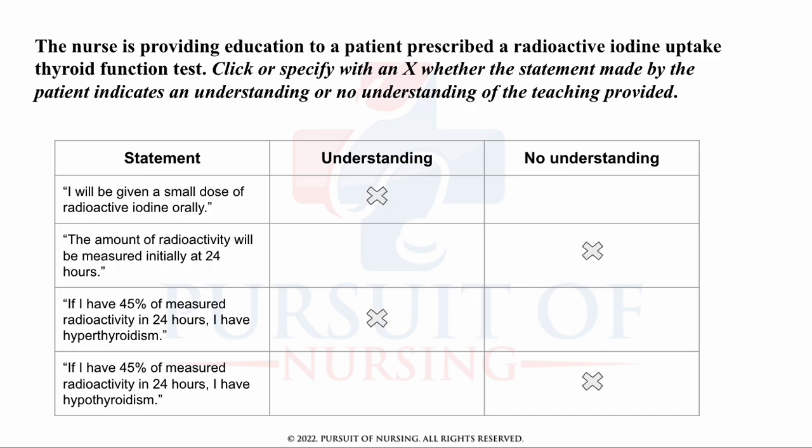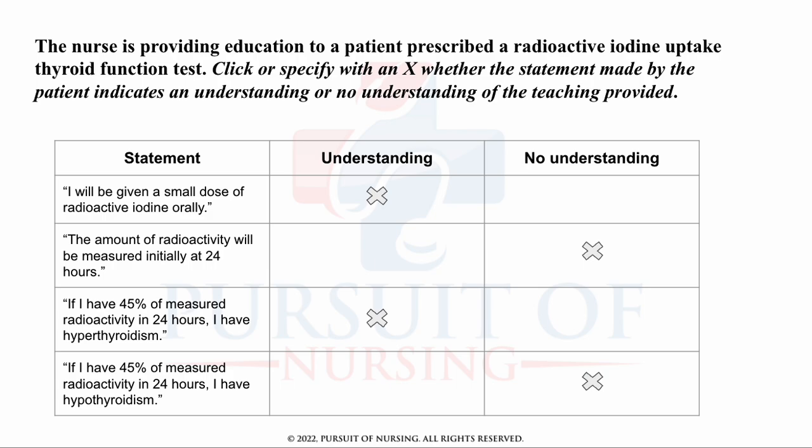All right, so our two accurate statements that demonstrate an understanding of the teaching provided is that a small dose of radioactive iodine is given orally. And if I have 45% of measured radioactivity in 24 hours, I have hyperthyroidism. So radioactive iodine can be given PO or IV. It is measured initially at 2 to 4 hours and then again at 24 hours for a second time.